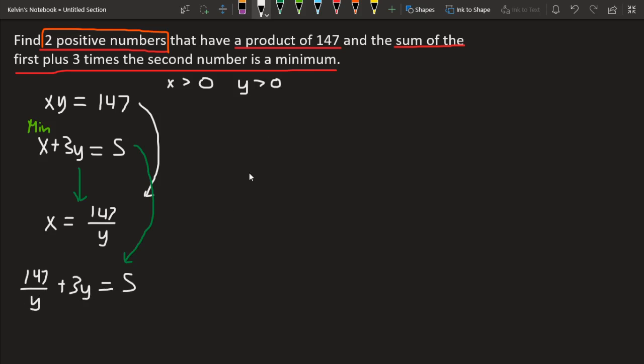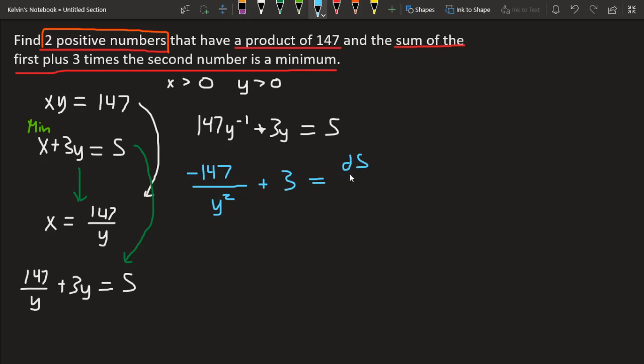find the derivative. If we were finding the derivative of this, let's actually rewrite this to make it easier on us. This would be 147 times y to the negative 1, plus 3y is equal to s. Now we'll take the derivative with respect to y, since y is the common variable here. So if we take the derivative, this would be equal to negative 147 over y squared plus 3 is equal to ds over dy.